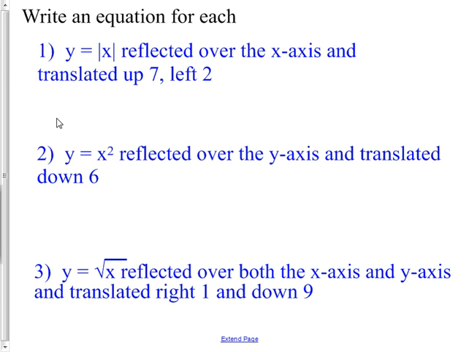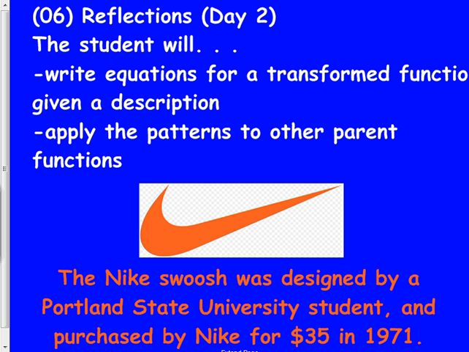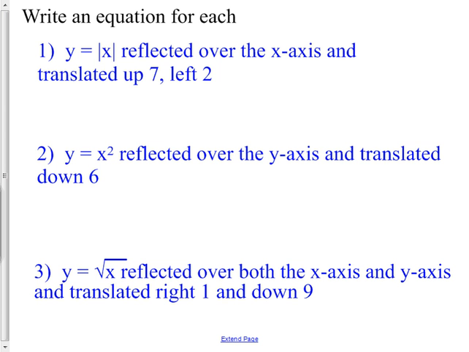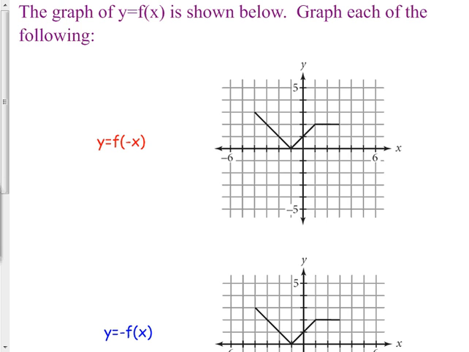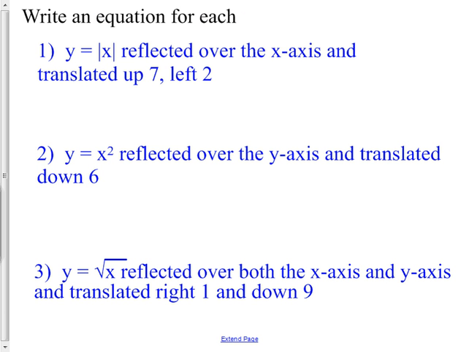Okay, this is an extremely short lesson on Reflections Day B, Day 2. Basically, what we're trying to make sure you get is writing equations for something that's been transformed, and then taking other parent functions, as in weird squiggly things like this, and doing flips to them and stuff. We've already done this. It's mostly review, but here we go.